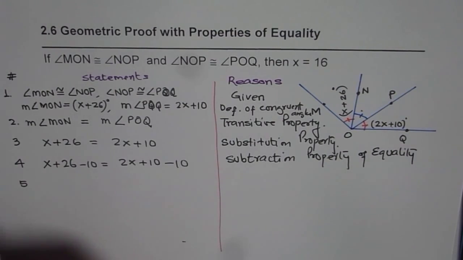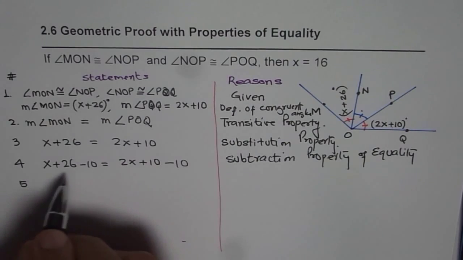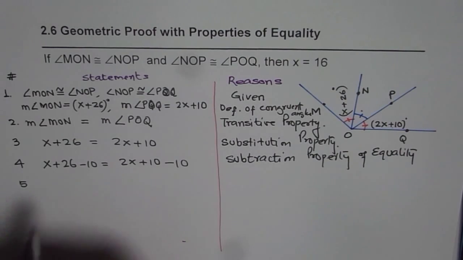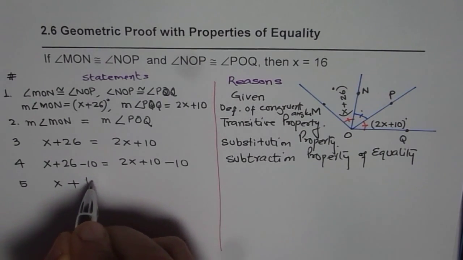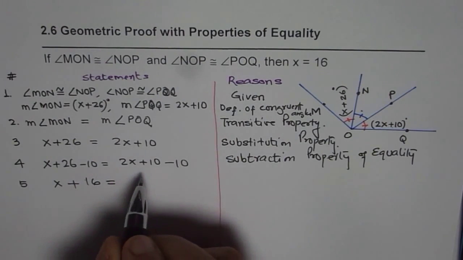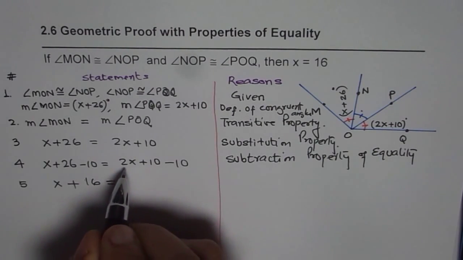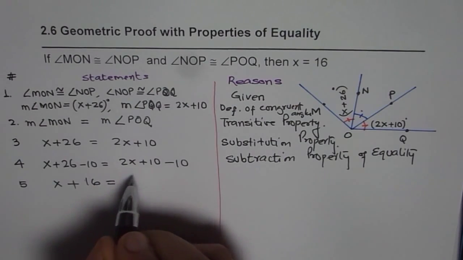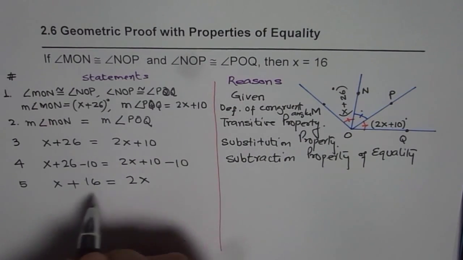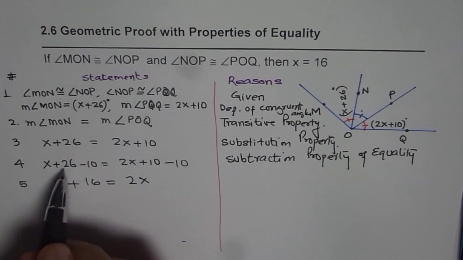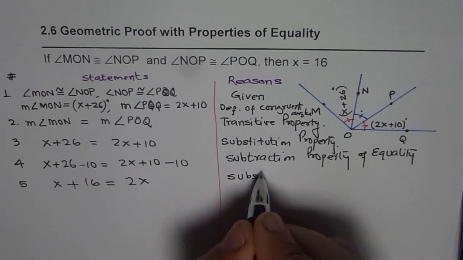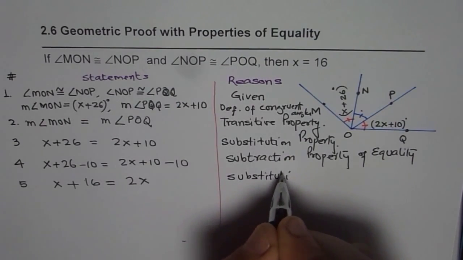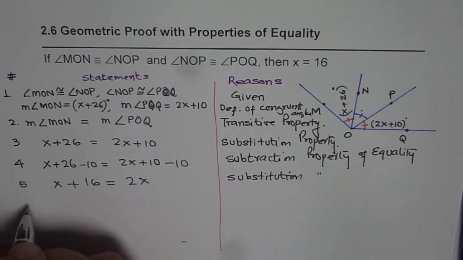So when you substitute this 26 minus 10, what do you get? You get x plus 16, right? And on the other side, you get 2x, 10 minus 10 is 0. Perfect. So this is by substituting 26 minus 10, right? So we write the property substitution property, right? Let me write this.